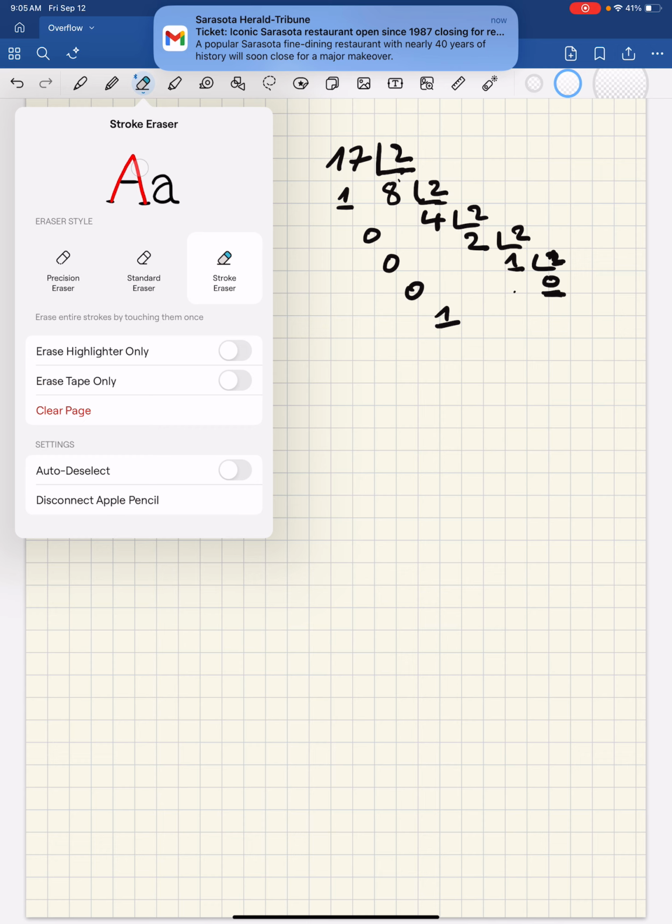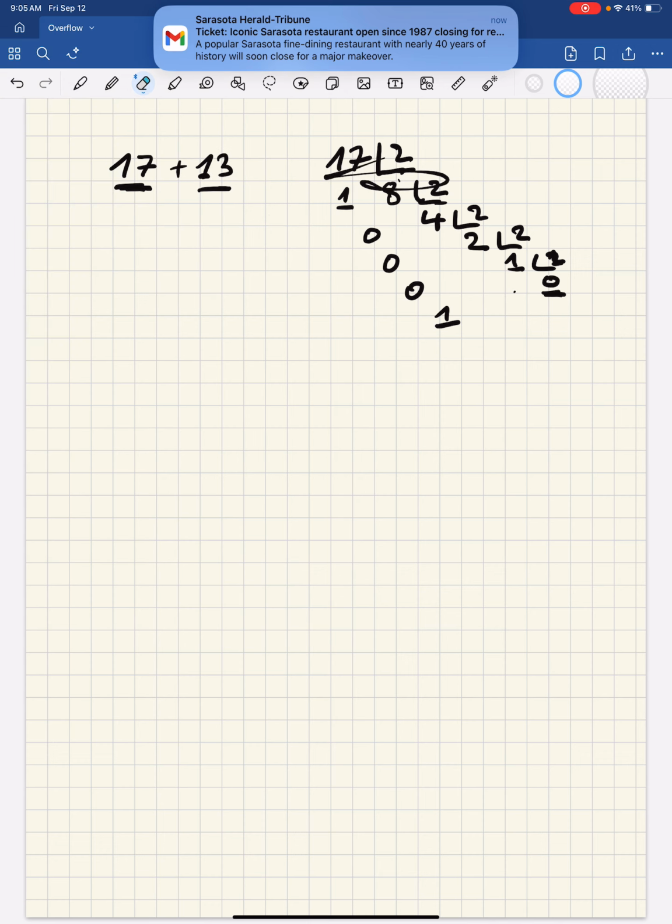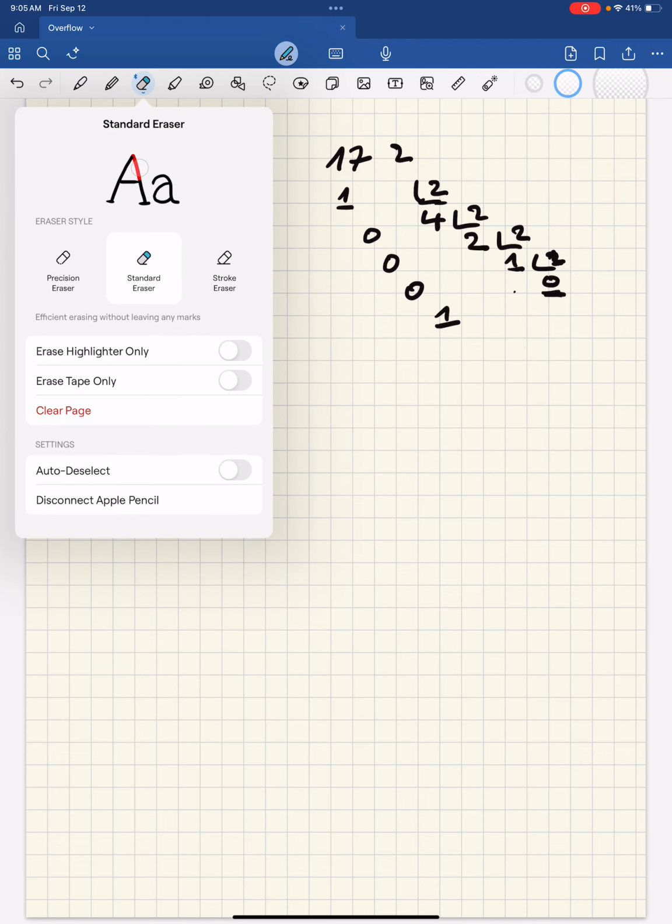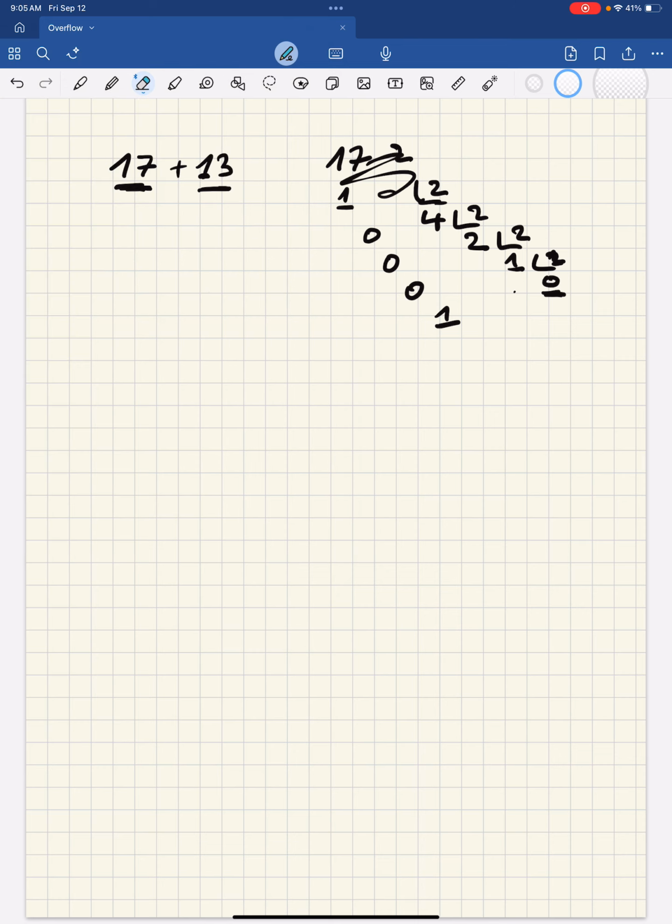The eraser is always a problem with this tablet here. Not sure why it doesn't work. Okay, let's go back to the eraser.